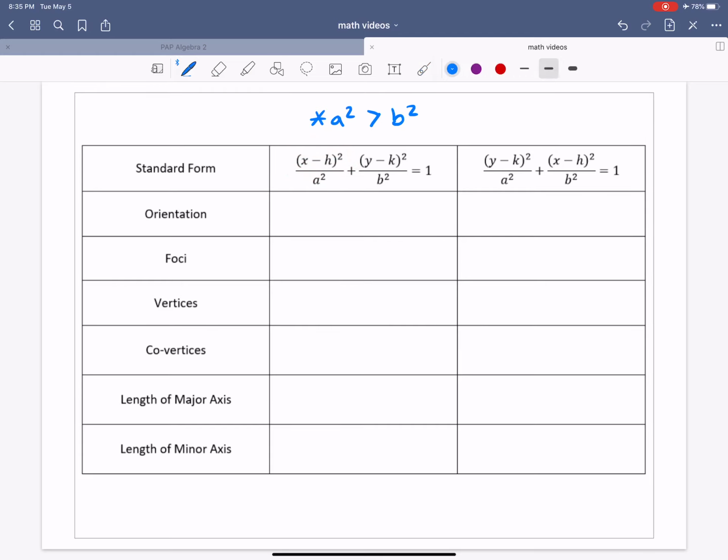Now, when x is with a squared, remember a squared is the larger of the two numbers. When x is with a squared, that orientation is called horizontal. That orientation is called horizontal. And what that means is that the major axis is going to be horizontal. So this is like the ellipse that we just drew the diagram of. Oh, that's an ugly ellipse, okay? A horizontal ellipse is one that's kind of rotated on its side, if you will. It's longer along the horizontal, okay?